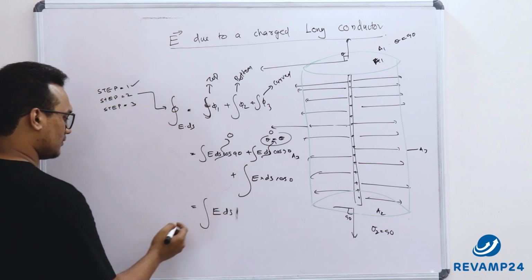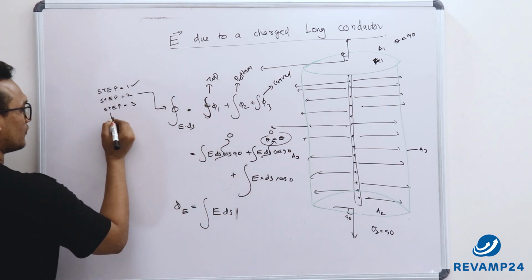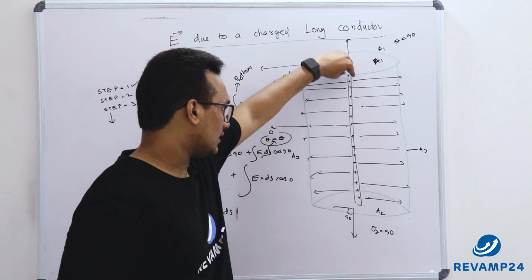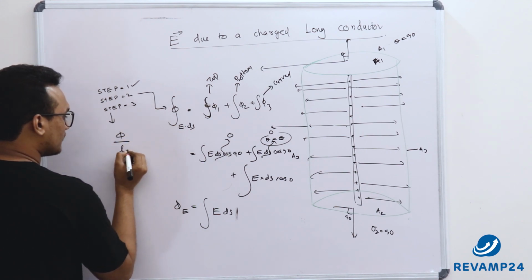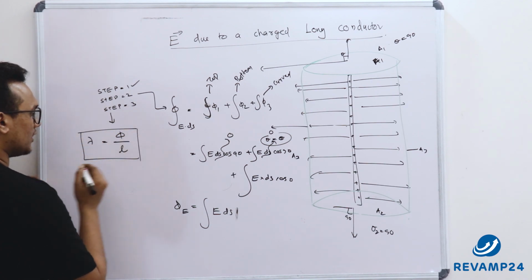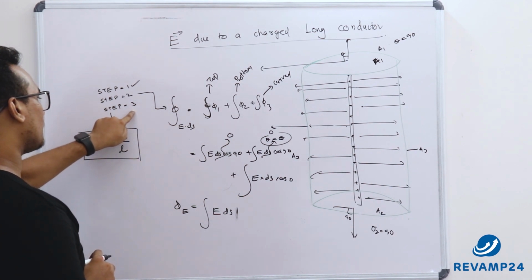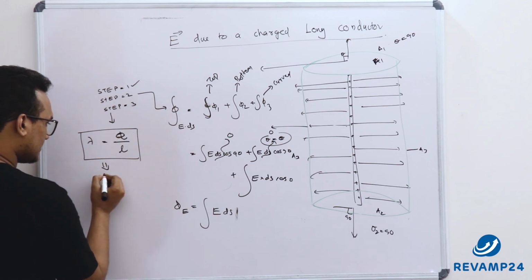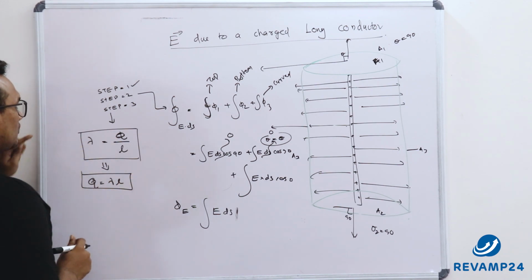This is the flux. Now, what is step 3? We have to find the total charge enclosed. This is a linear charge distribution, which is very important. It means the total Q is distributed over a length L, and this is called the linear charge density lambda. This is Q, it's not phi, it's Q. So as per the third step, we have to find the total charge enclosed, that is Q here. So Q is equal to lambda into L. So all the steps are done.